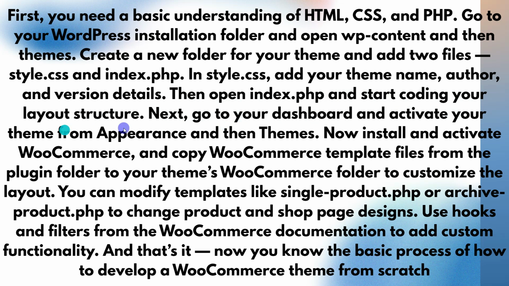Next, go to your dashboard and activate your theme from Appearance, and then Themes. Now install and activate WooCommerce, and copy WooCommerce template files from the plugin folder to your theme's woocommerce folder to customize the layout. You can modify templates like single-product.php or archive-product.php to change product and shop page designs. Use hooks and filters from the WooCommerce documentation to add custom functionality.